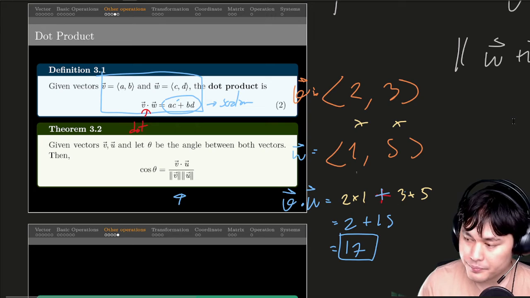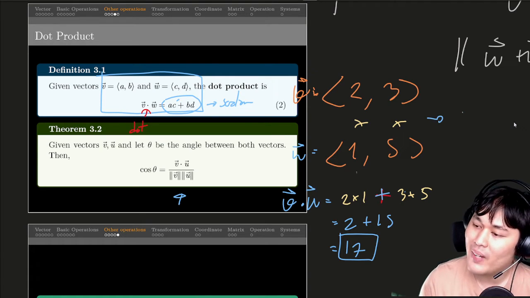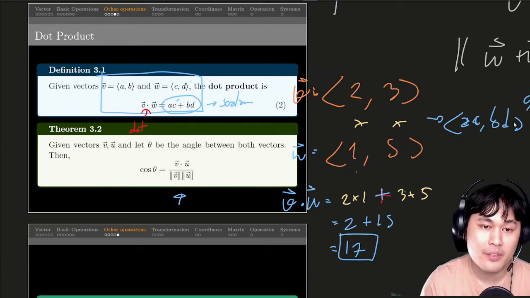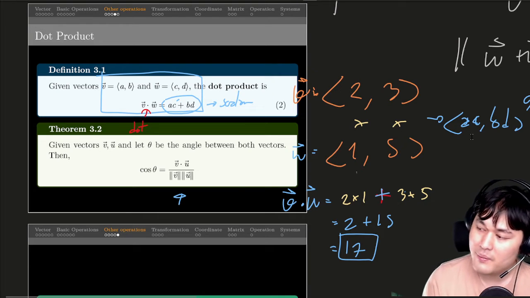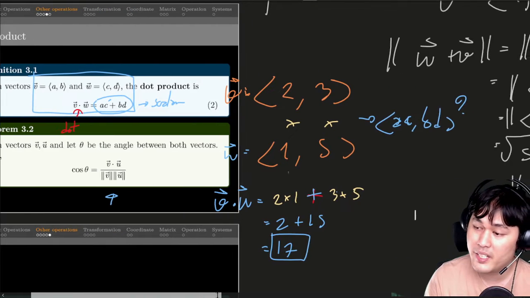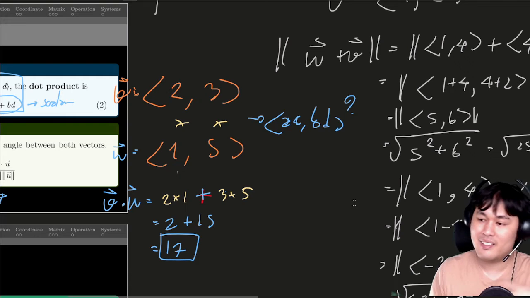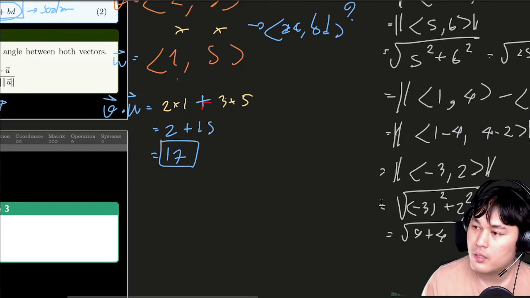But you may ask, why can't we define it this way? Why can't we make it another vector? And the answer is this vector doesn't have any interesting interpretation. It's not that we cannot define it. Of course you can define it, but the result doesn't tell you much about the vectors.